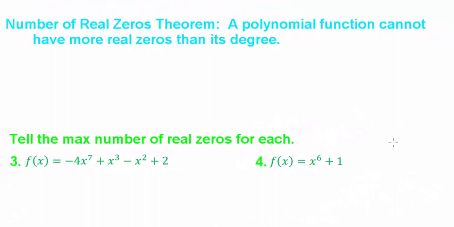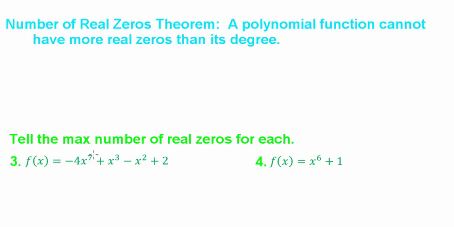Now our last theorem, which is the number of real zeros theorem. This simply gives us an idea of the maximum amount of real zeros that a polynomial can have. Remember, 0 is the same as solution, same as x-intercept, and from a factor we can get the x-intercepts and the real zeros. So it says a polynomial function cannot have more real zeros than its degree.